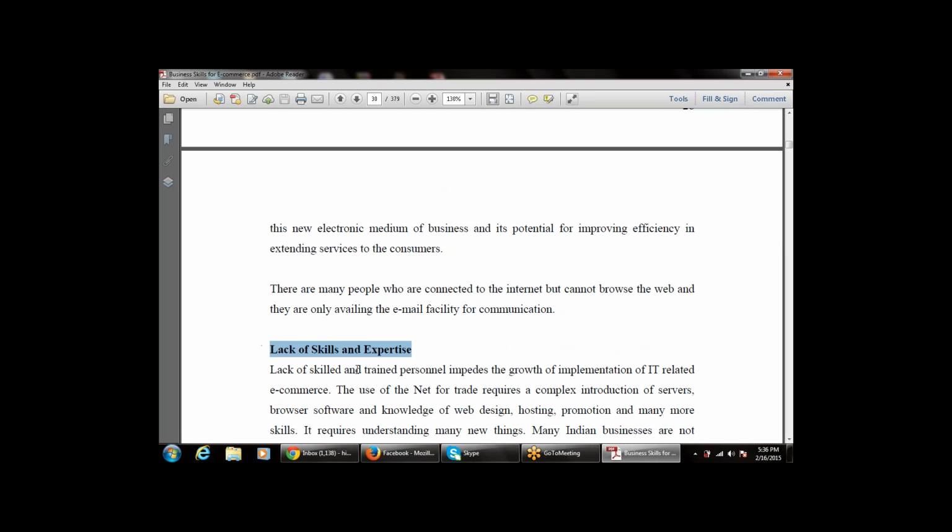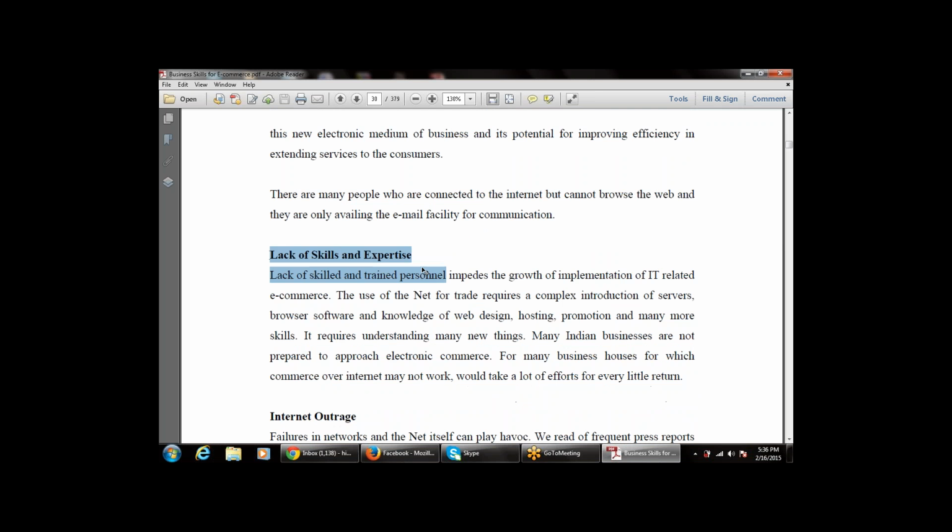Now the next limitation is lack of skills and expertise. That is, there is a shortage of experience and of the manpower required for implementation of IT related e-commerce. The lack of skilled and trained personnel impedes the growth of opportunities in implementing IT related e-commerce.